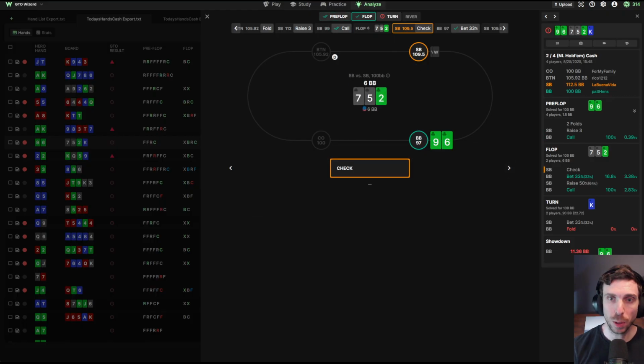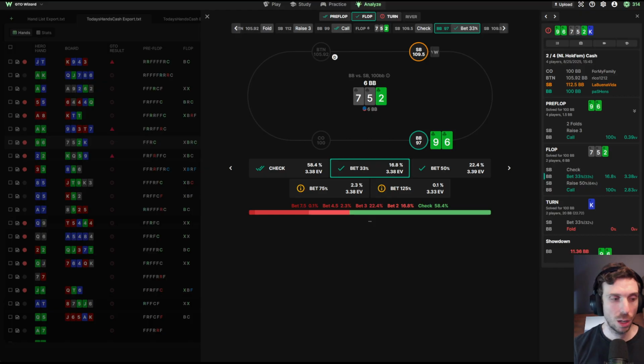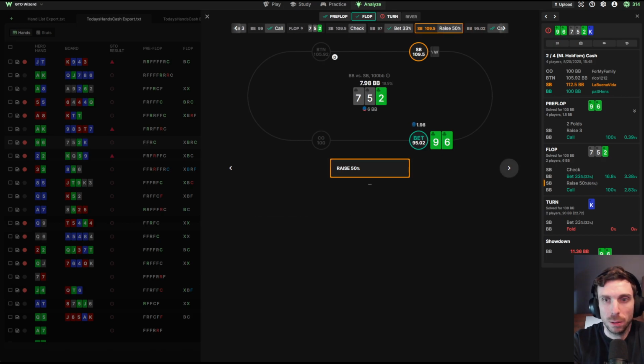Small blind opens, big blind defends, 7-5-2. So obviously we flop a gutter and a backdoor flush draw, small blind checks. Now we can have a few different strategies here. We can medium bet 50%, we can small bet, we can check. I go for the small bet.